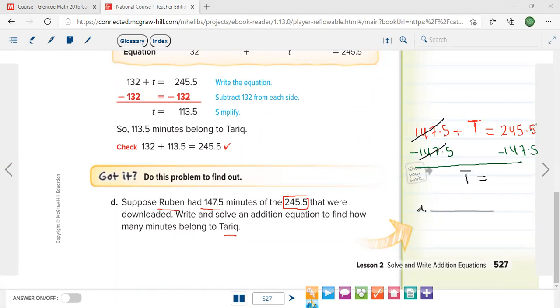Now it's left only to solve this problem. 5 minus 5 is 0. Decimal point. 5 minus 7 cannot be done, so this is 15 minus 7 is 8. And 3 minus 4 cannot be done, so 13 minus 4 is 9. So for Tariq, it will be 98 minutes.